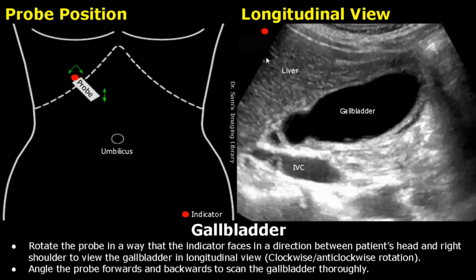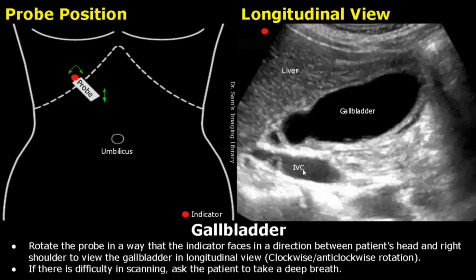This is the liver just below the costal margin and anterior to the gallbladder, and the gallbladder is seen in a longitudinal view. Normally it has a vertical position. The fundus is facing the patient's feet and the neck is facing the patient's head. That is why we see it like this on ultrasound. The IVC is also in longitudinal view.